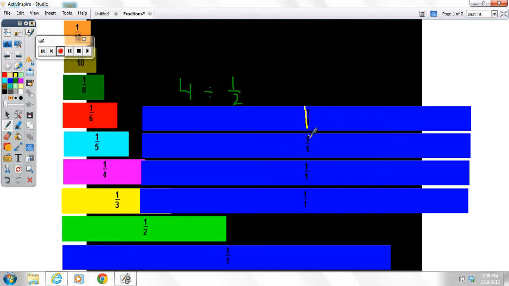If I take this second whole bar, split it in half, again I'll have 2 pieces. I do the same thing to the third bar, the same thing to the fourth bar. So what I'm left with is 1, 2, 3, 4, 5, 6, 7, 8 pieces. Therefore, 4 divided by a half would equal 8.